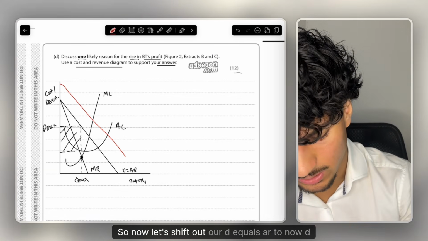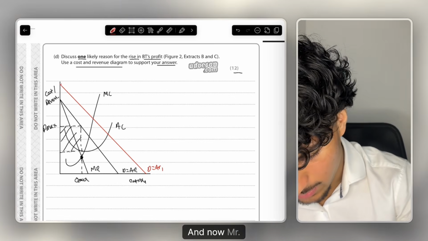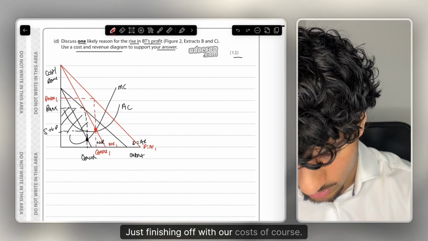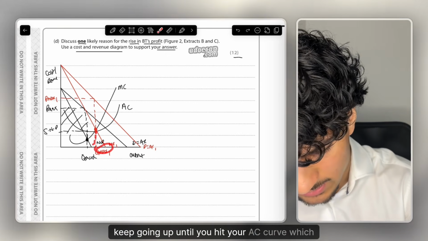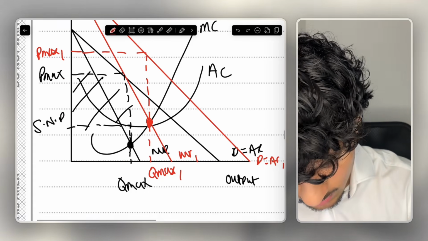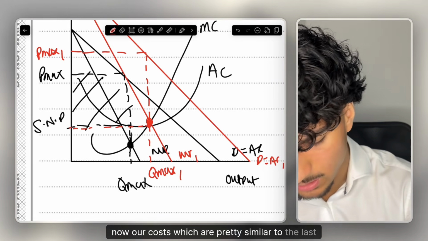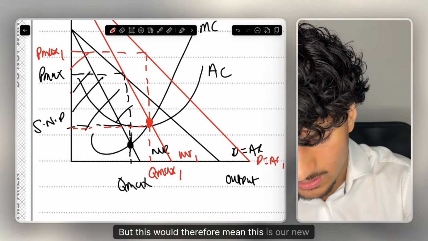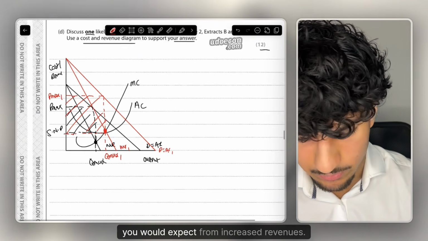So now let's shift out our D equals AR to now D equals AR1, and now MR1. Just finishing off with our costs, of course. So how do you find your costs? You go from Q max 1, keep going up until you hit your AC curve, which will be just about there, and then we go left from there, which will give us now our costs, which are pretty similar to the last ones. But now this is our new bigger box of supernormal profit, which you would expect from increased revenue.